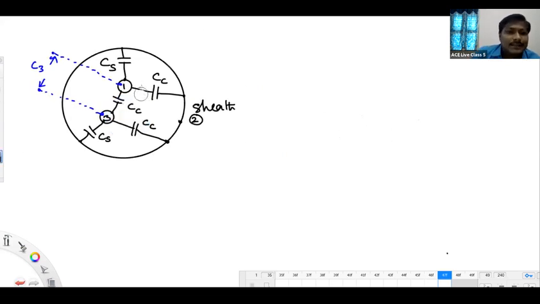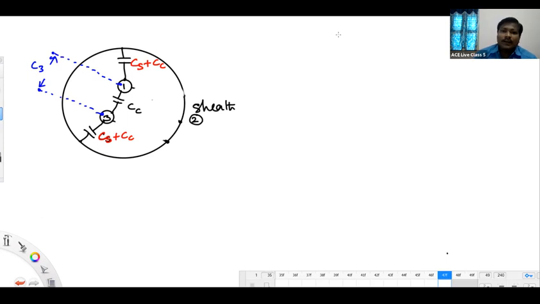Now this CS and CC are getting added up, so the resultant will be CS plus CC. And again, this CC and CS are in parallel, that is added up, and it will come to be CS plus CC again. Like this, we are going to get the equivalent model, the electrical equivalent.